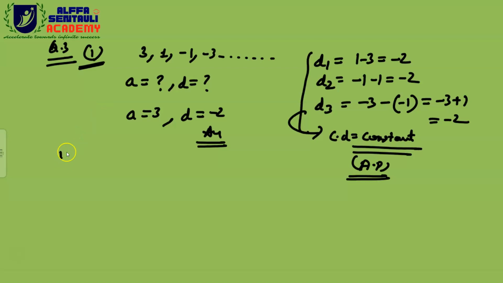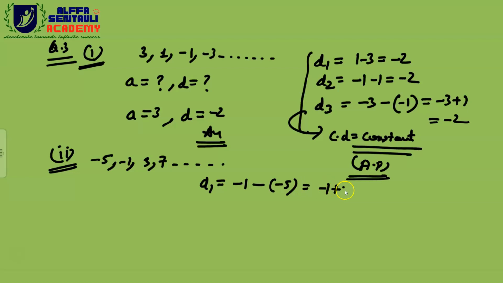Let us solve the second part. Second part is -5, -1, 3, 7. How will we solve this? Let's check first whether it is in AP or not. D1 will be what, beta? -1 minus of -5. So what you will get? -1 plus 5, so +4. Then D2.